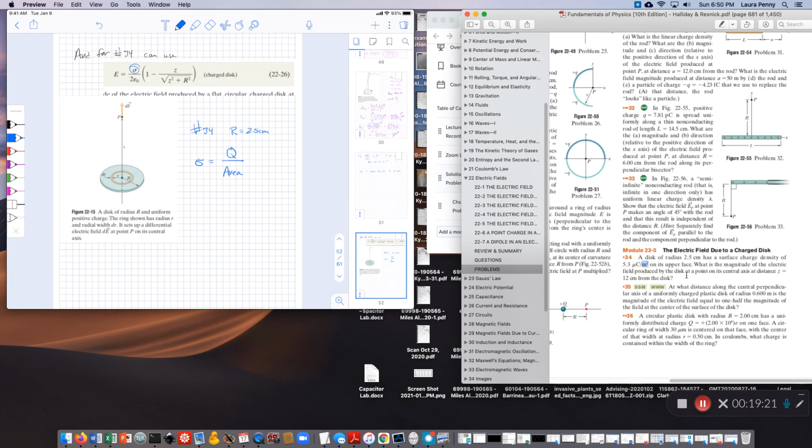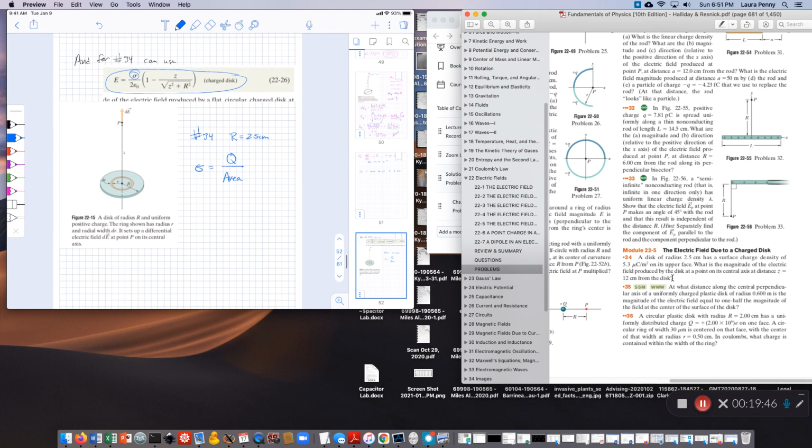We have per meter squared here on that upper face. What's the magnitude of the electric field produced, again, along some z distance away from this? And this derivation actually uses the result of the previous derivation, and it is also in the textbook. But you don't have to do the derivation. You can just use this equation.